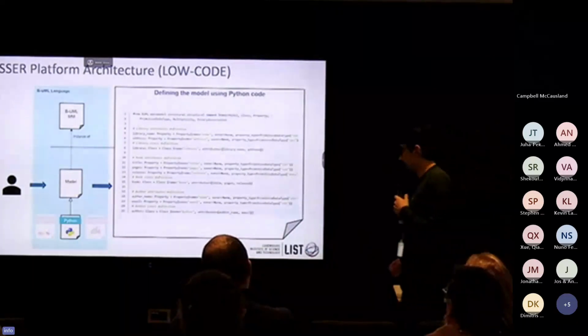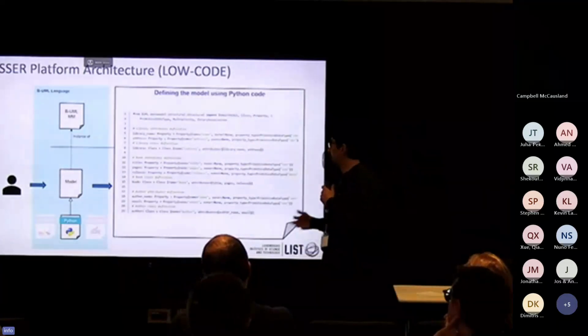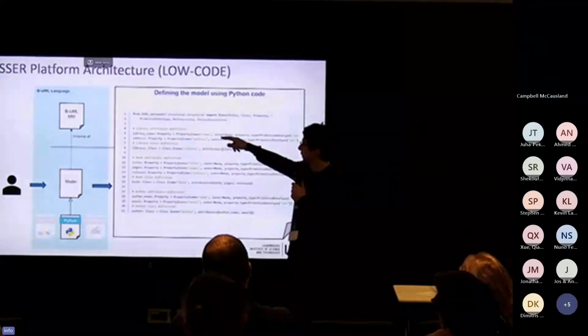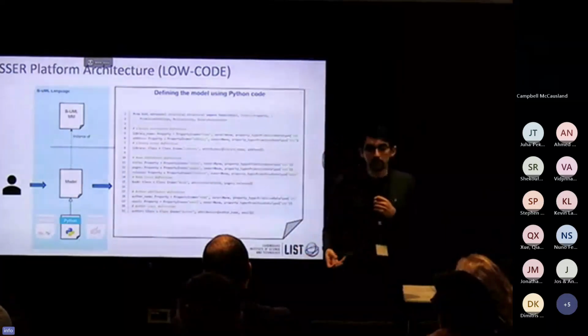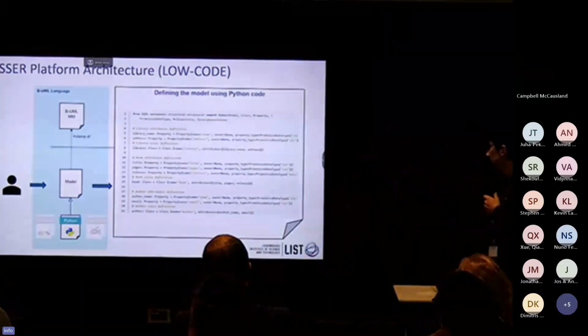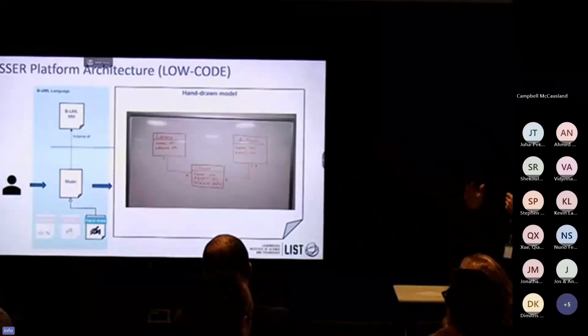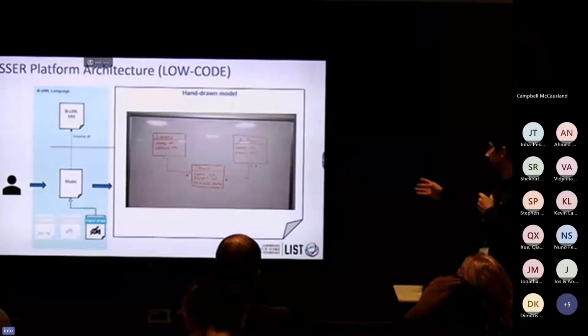The second way is coding in Python, basically instantiating the classes that we have defined in the metamodel. I mean, creating the objects, but the user has to define the properties, the classes, and the relationships of the model. And the third way is transforming a hand-drawn model, for example, a model drawn on a board.